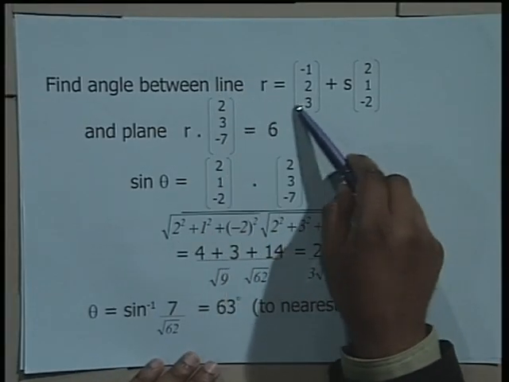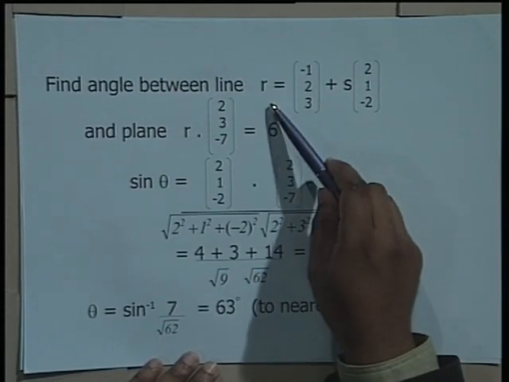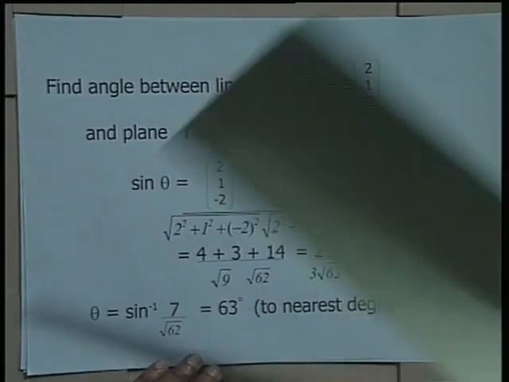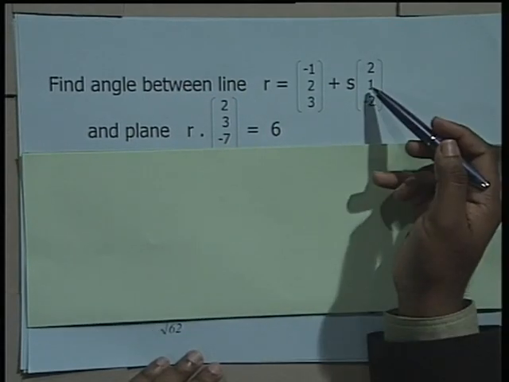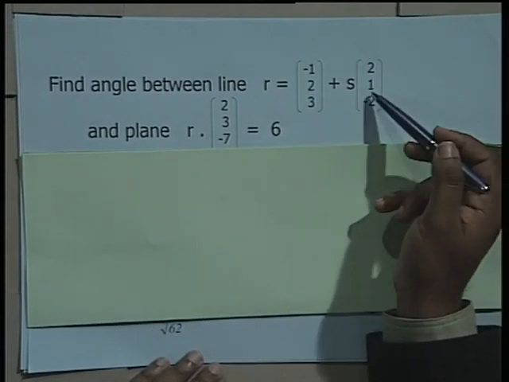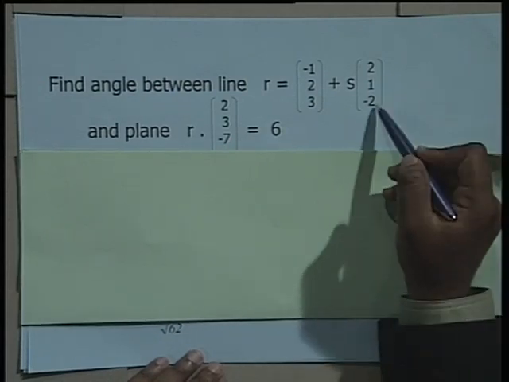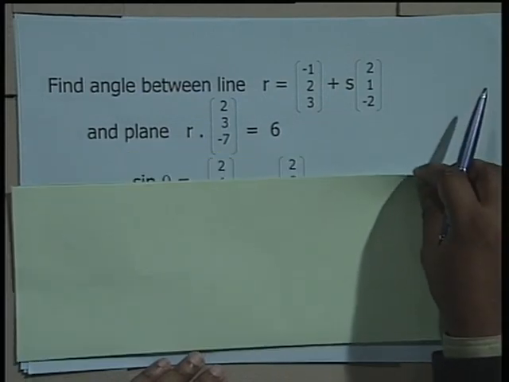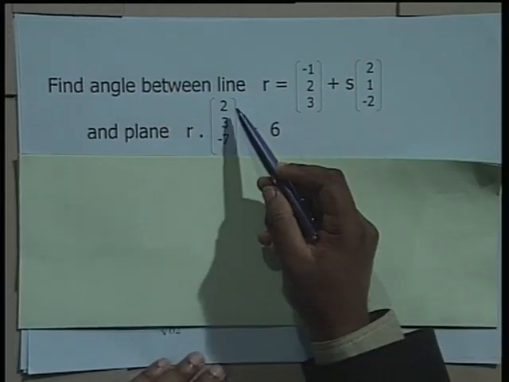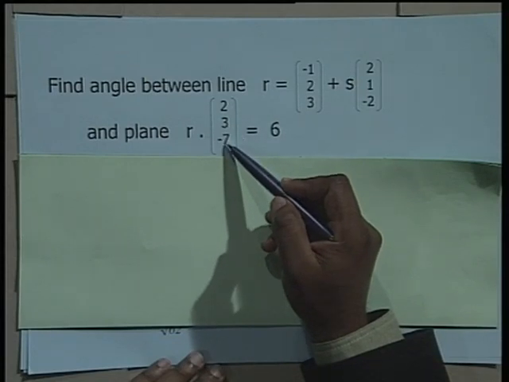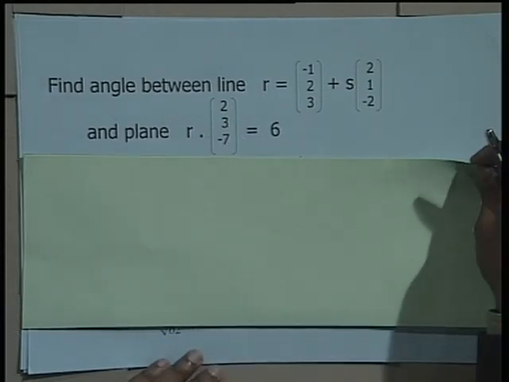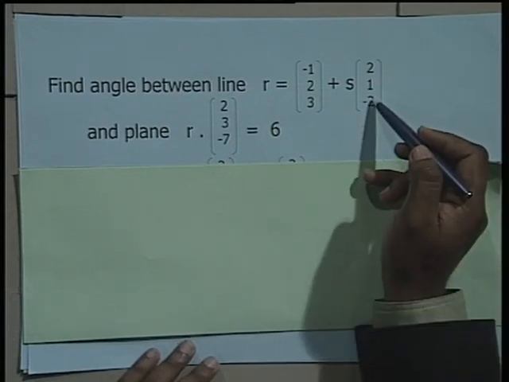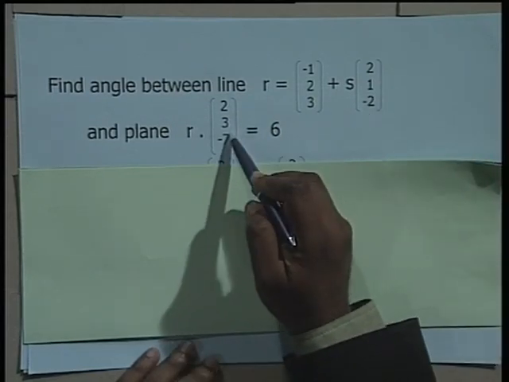Let's take an example to illustrate this concept. Find the angle between the line having equation r equal to (-1, 2, 3) plus s times (2, 1, -2), and the plane. The direction vector of the line is (2, 1, -2), whereas the vector perpendicular to the plane is (2, 3, -7). To find the angle, we'll find the angle between the direction vector and the vector normal to the plane.